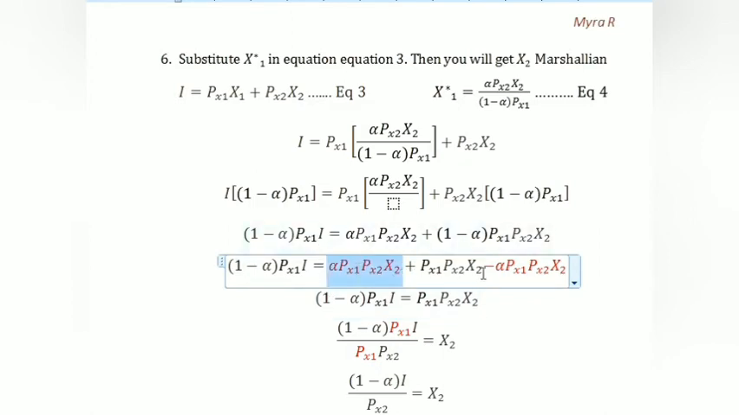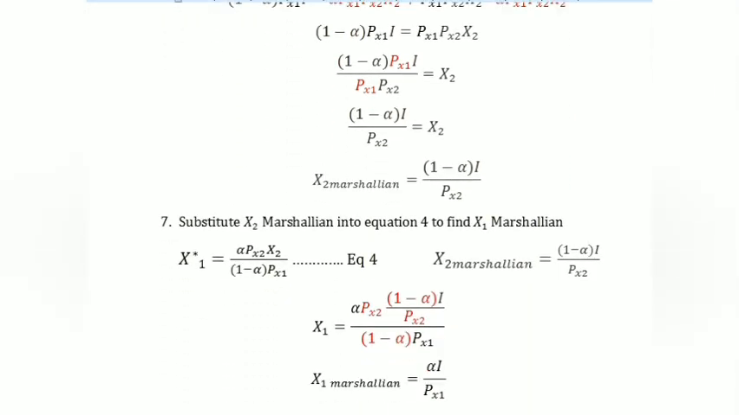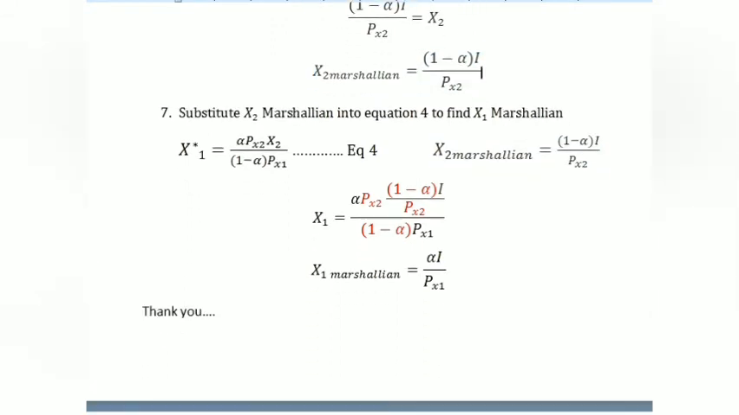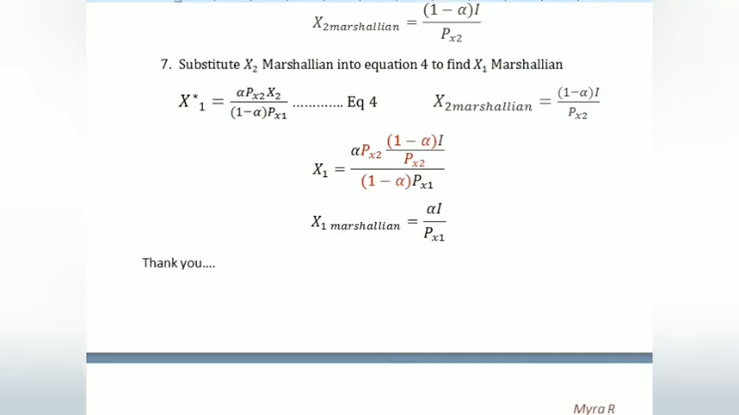And then the red highlighted part will become 0, and then our Px1 equals 1. Then we get x2 as a subject. And then we get x2 Marshallian, which is 1 minus alpha multiplied with I over Px2. And then we need to substitute x2 Marshallian into equation 4 to find x1 Marshallian.